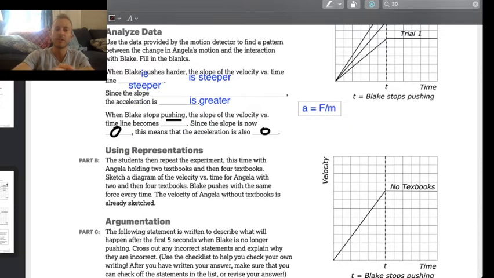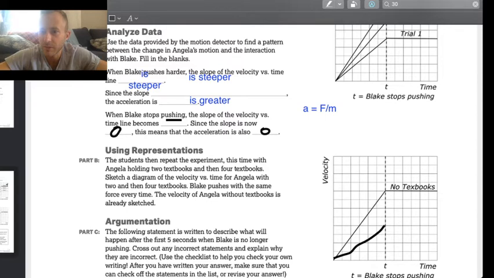Students then repeat the experiment, this time with Angela holding 2 textbooks and then 4 textbooks. Sketch the diagram of velocity versus time for Angela with 2 and then 4 textbooks. Blake pushes with the same force every time. From Newton's second law, if we increase the mass, the acceleration goes down. So with 2 textbooks, it's going to look like this. And with 4 textbooks, it's going to be even less steep, and then flat.